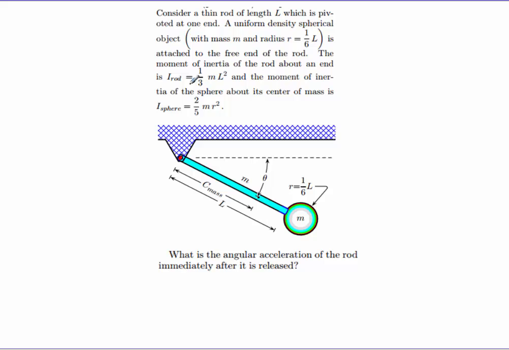Now, the moment of inertia of the rod is given as 1/3 mL squared, meaning the rod is being rotated about this end here. And then we're also given the moment of inertia of the sphere as 2/5 mr squared, about its own center. What we want to do here is find the angular acceleration of the rod immediately after it's released.